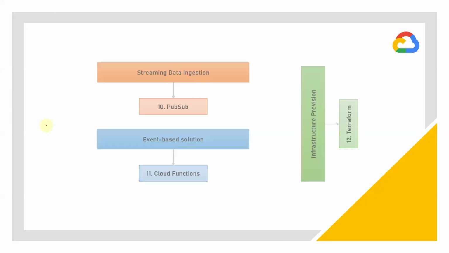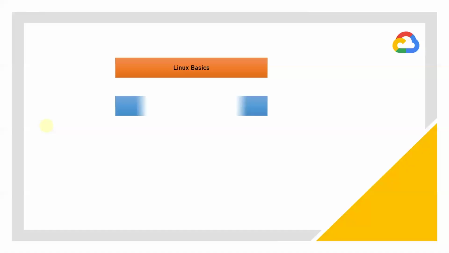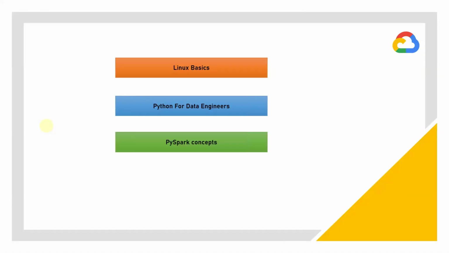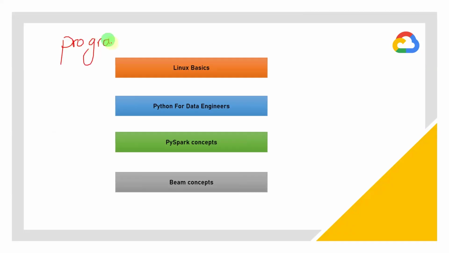In addition to that, as a complementary, we will also be covering the Linux basics. We are also covering Python for data engineers. We are also covering PySpark. We are also covering Apache Beam. All of these programming concepts are also covered, guys. So this is under programming. Under programming, we are going to cover Linux. We are covering Python. We are covering PySpark and Beam also.